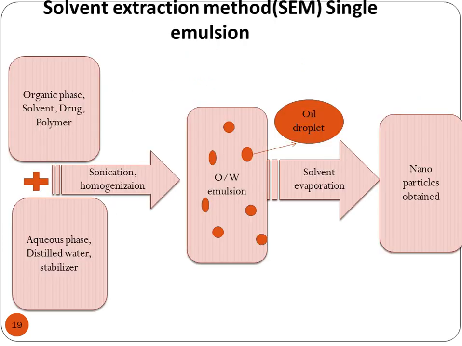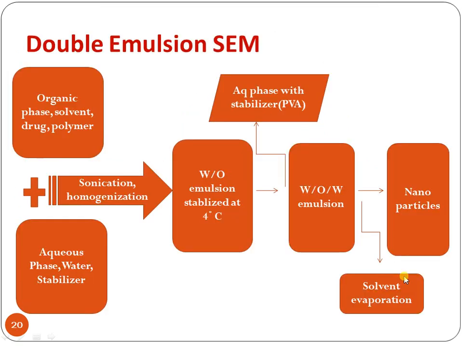Now first is the solvent extraction method, single emulsion. In this, a single emulsion is formed. In one half, we take the organic phase: solvent, drug plus polymer. In the second half, we take the aqueous phase: distilled water and stabilizer. We mix the two phases with the help of sonication or homogenization, and we get the oil in water emulsion. As you can see, these are the oil droplets as indicated. Then solvent evaporation is done and we get the nanoparticles.